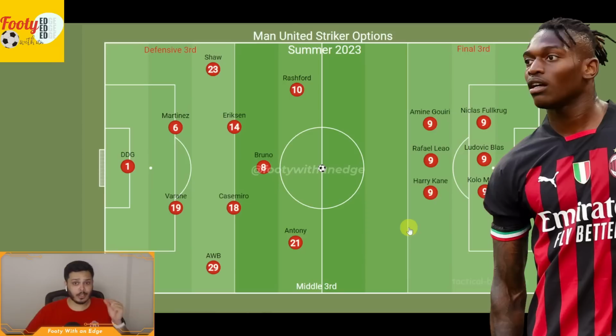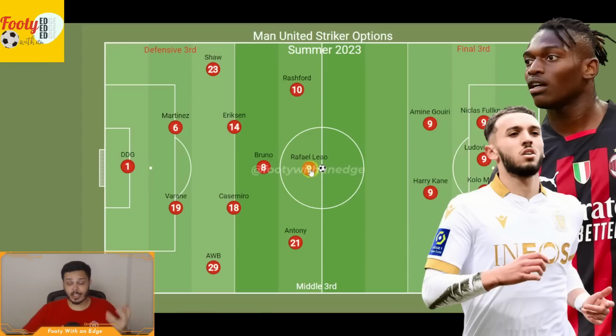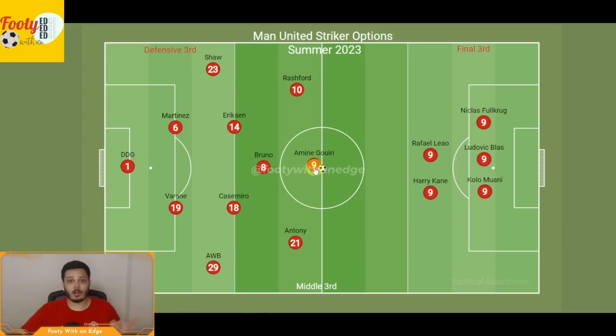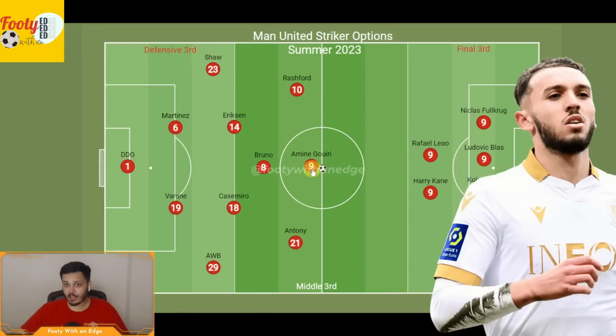2, I'd say buy one of Leao or Gouiri this summer. If money is no object and maybe Sir Jim or the Qataris are trying to make a statement, buy Leao. He's a generational talent that will add a ton of quality to our forward line, and if money is an object, which it most likely will be, replace Martial with Gouiri, who is a great young talent himself.